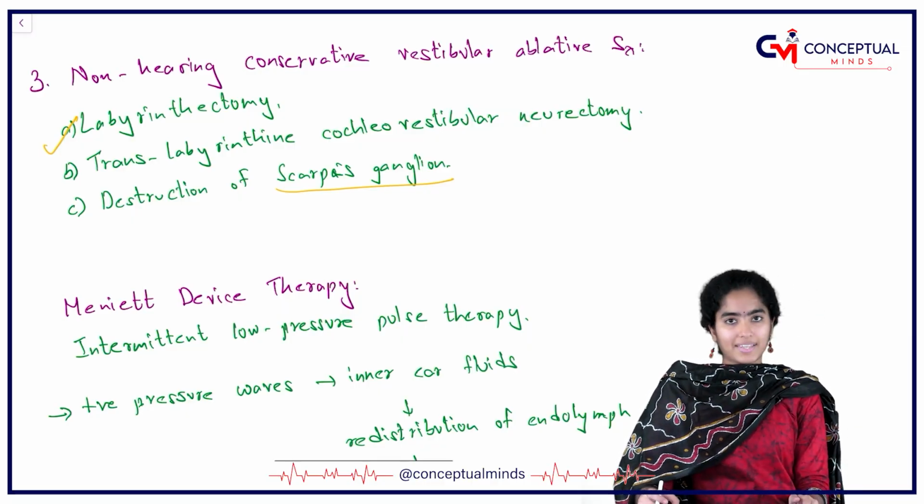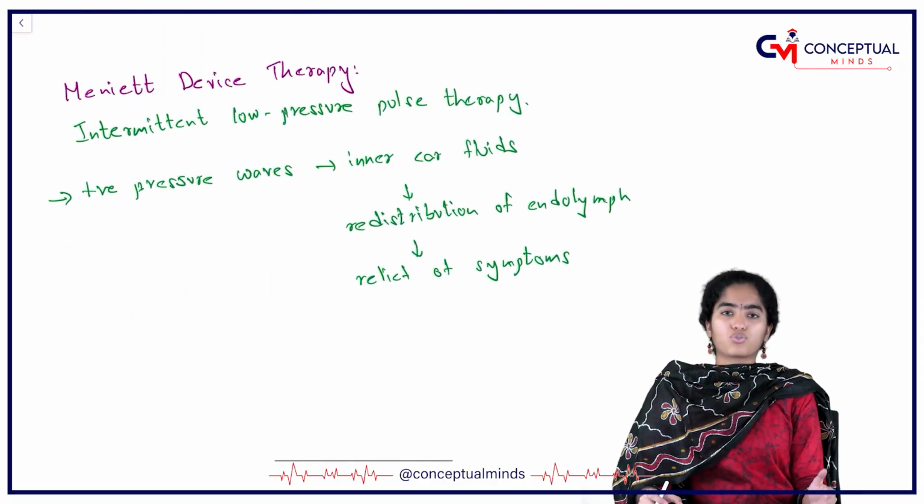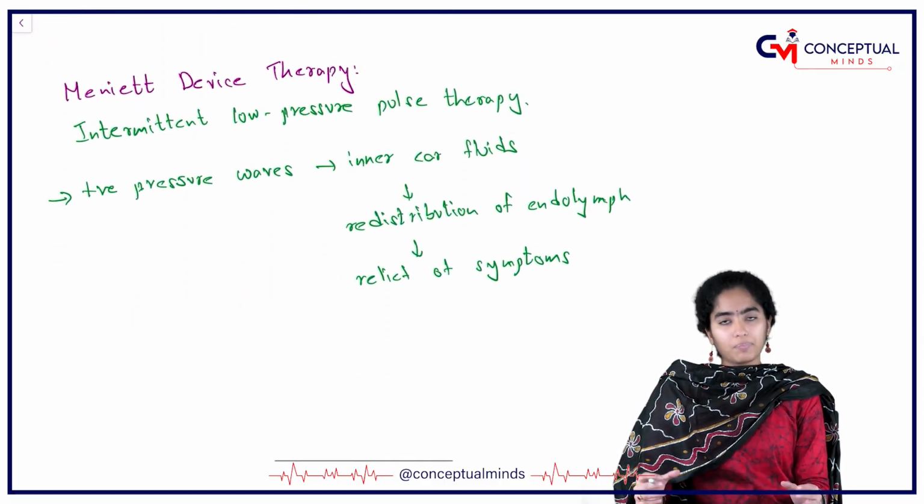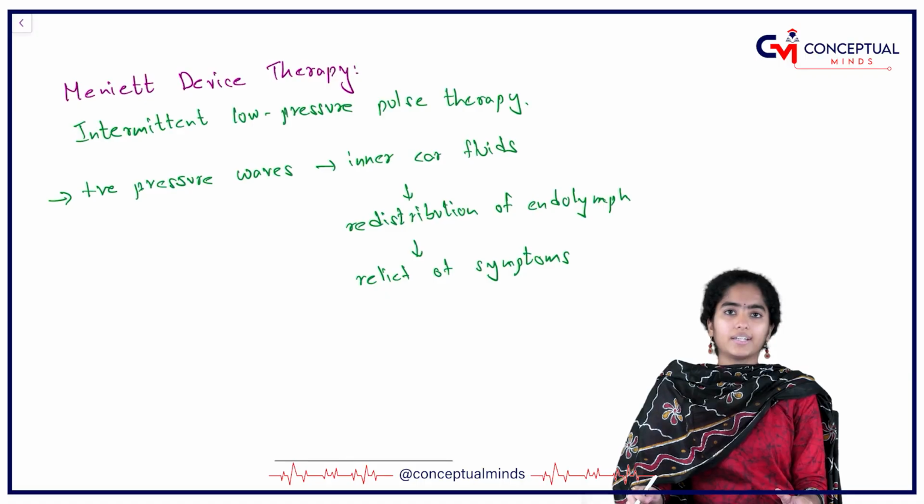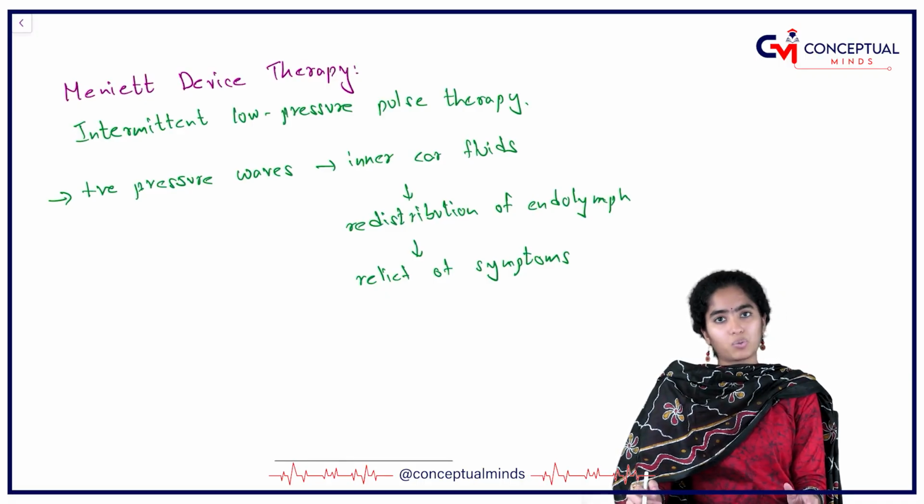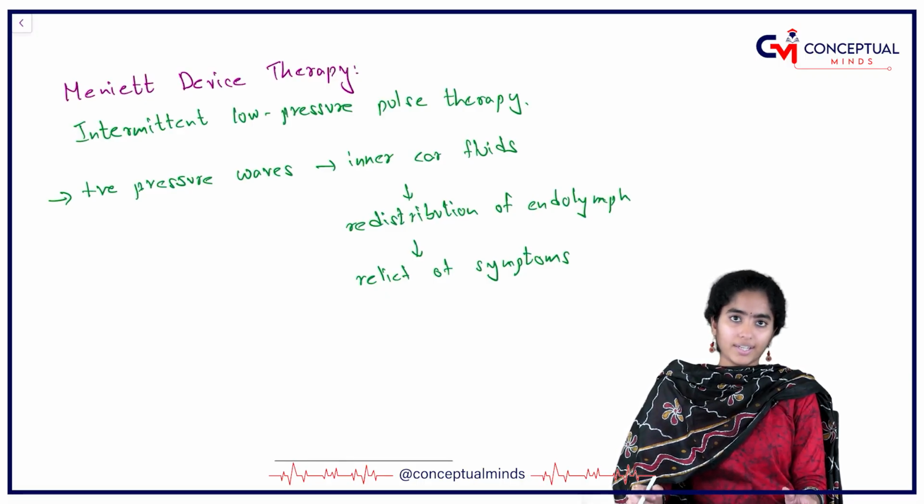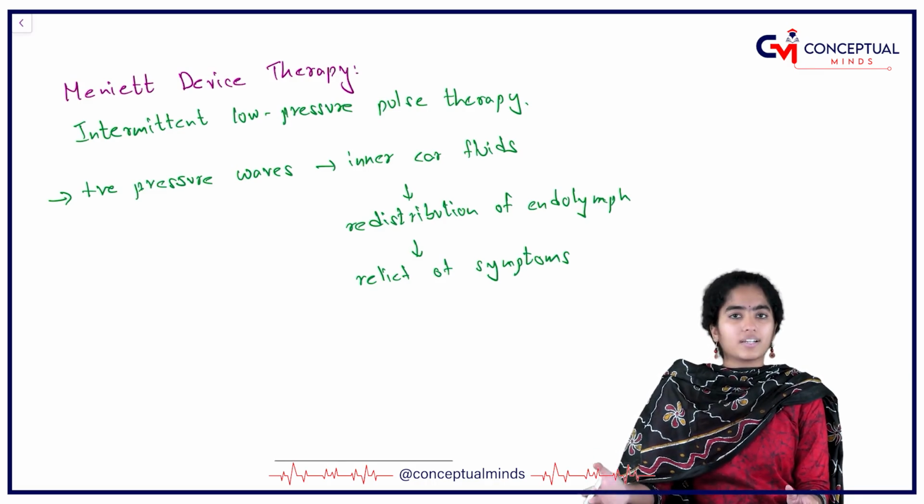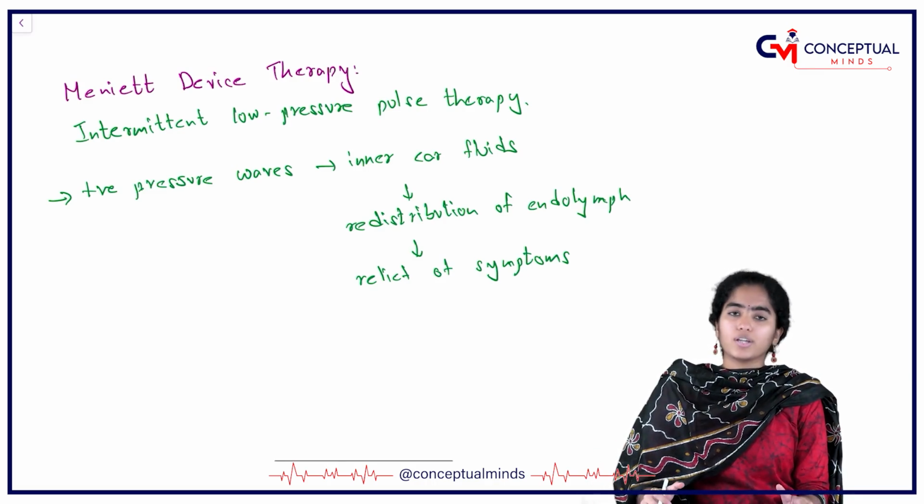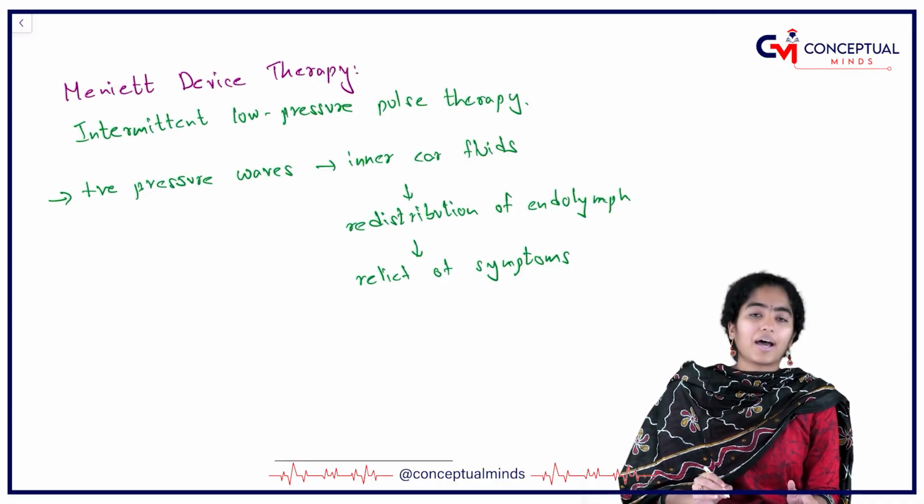And apart from this, chemical labyrinthectomy is also being tried recently. It has become popular recently, and chemical labyrinthectomy is about destroying the labyrinth by injecting vestibulotoxic drugs such as streptomycin and gentamicin into the inner ear. So this is about Meniere's disease.